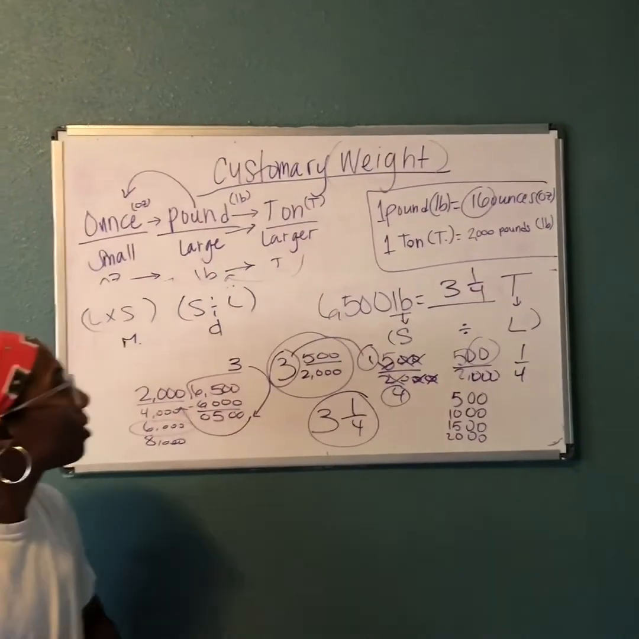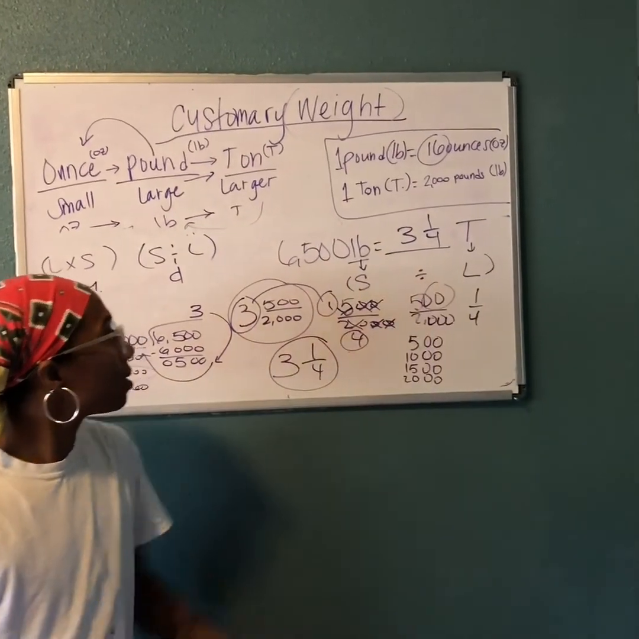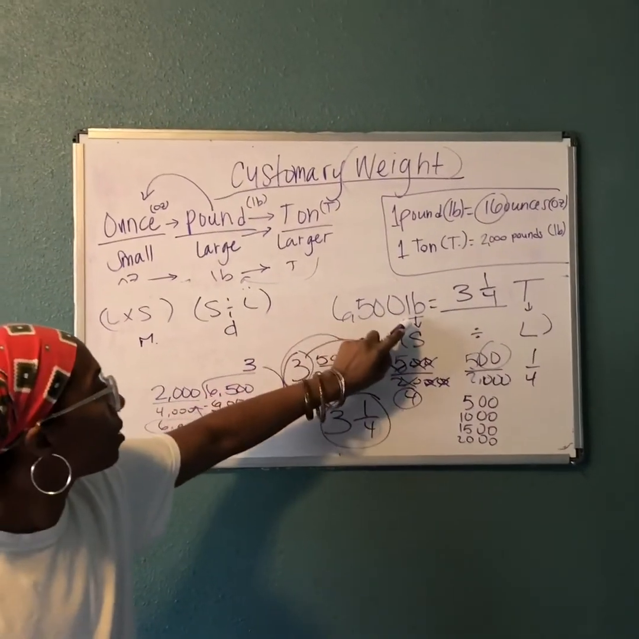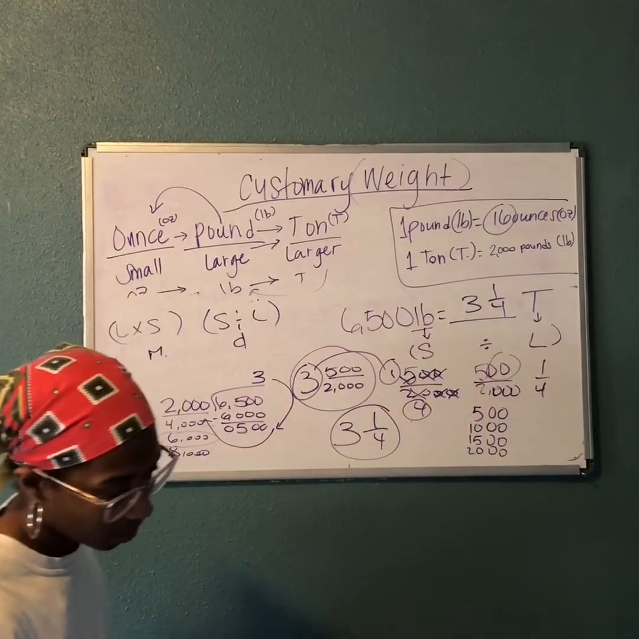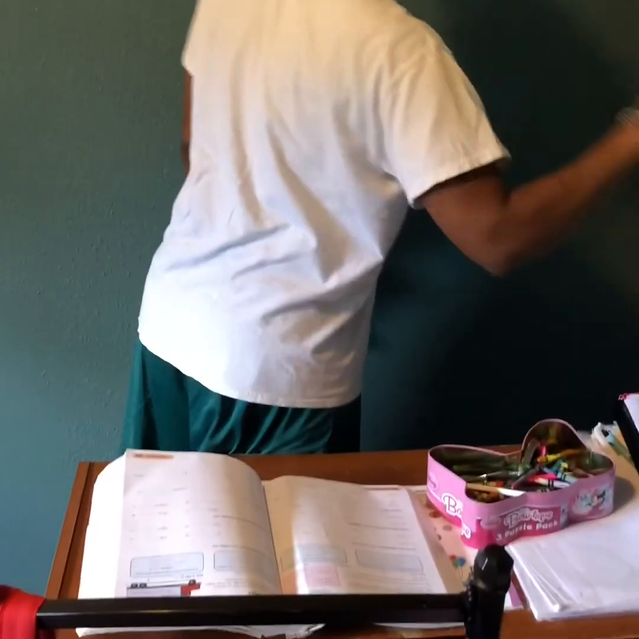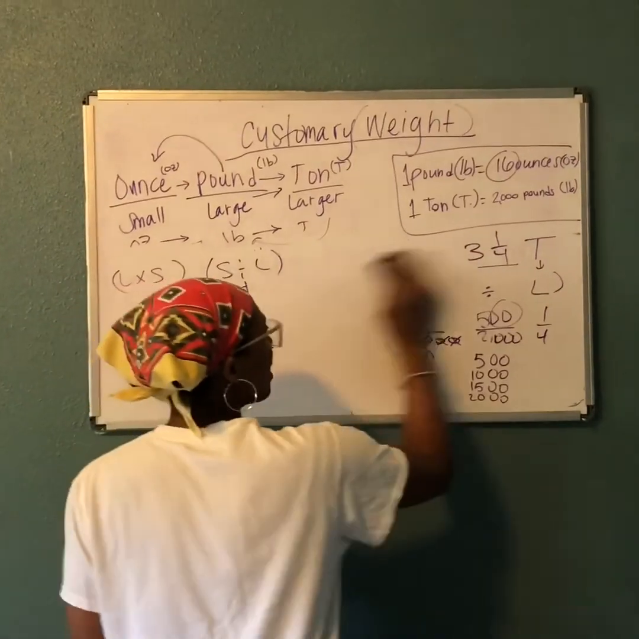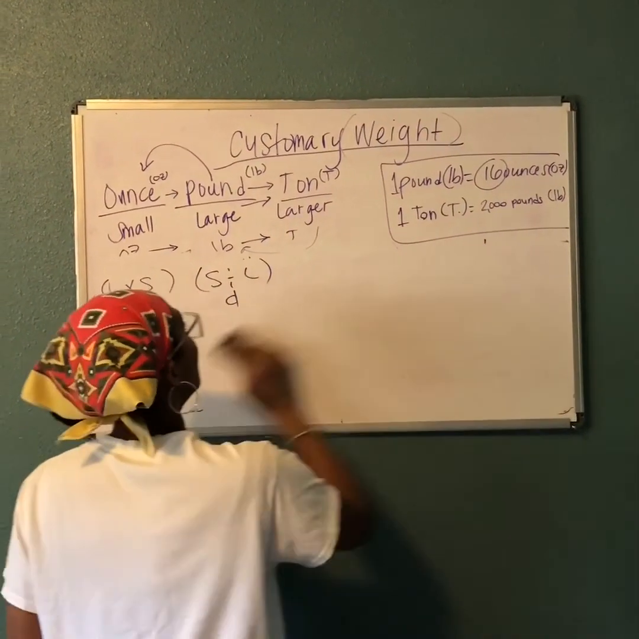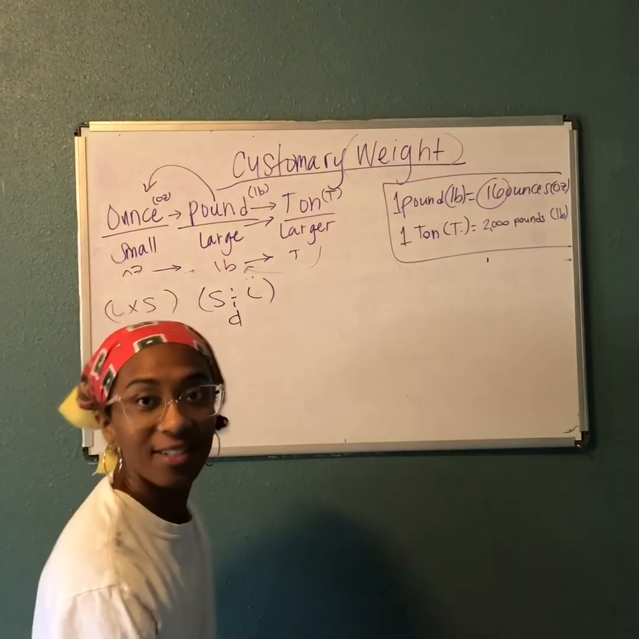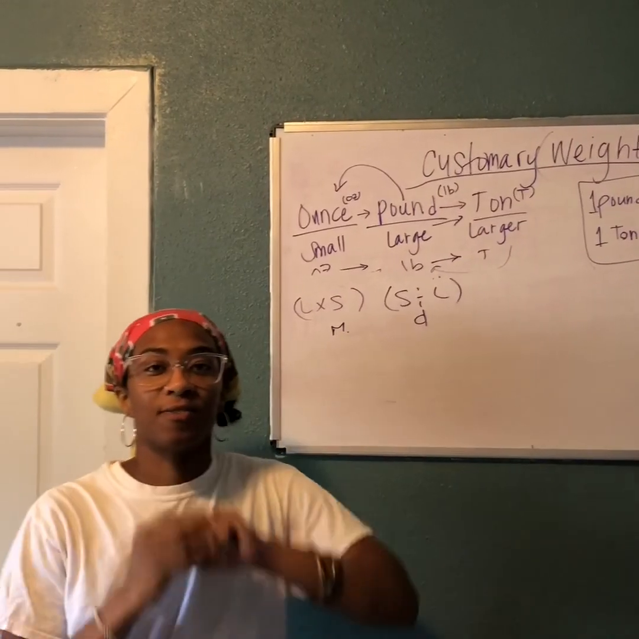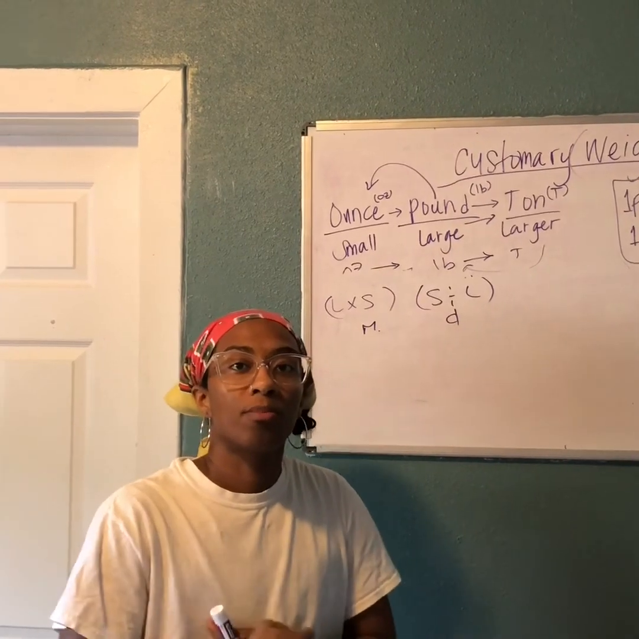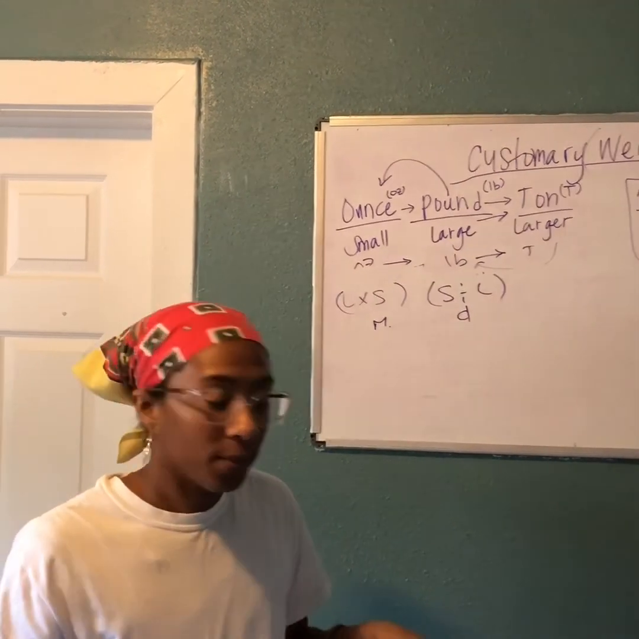So we convert pounds into tons. 6,500 pounds equals 3 1/4 tons. Okay? I hope you understand. I hope that was easy. It's really fun. If you have fun, then you can make it worth your while. Math is fun. You're just solving a problem. You're figuring out your numbers.